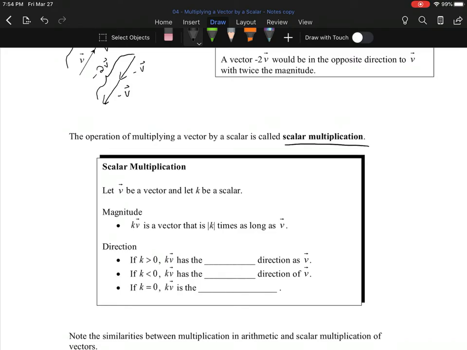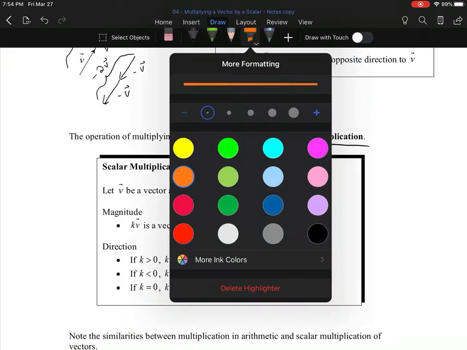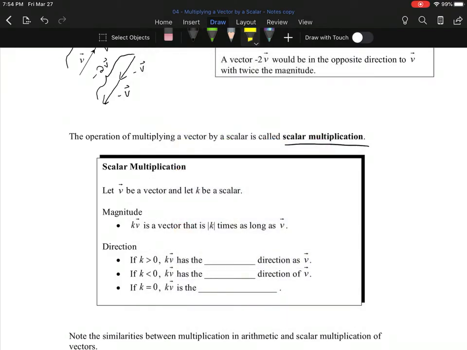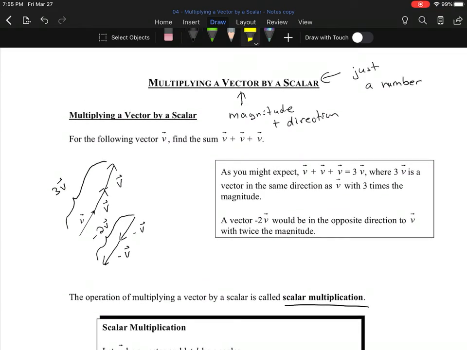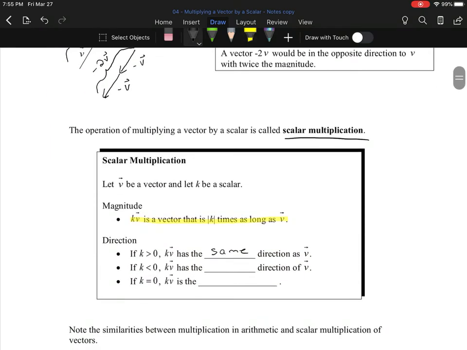So just to really narrow down the definitions here, let v be a vector and let k be a scalar. kv is a vector that is k times as long as v. So a couple of things. If k is greater than 0, what we mean by that is if k is positive, then kv will have the same direction as v. If we're multiplying by a positive number, our vector is going to go in the same direction as it did before. We saw that up here with 3v. Positive 3v went in the same direction as v.